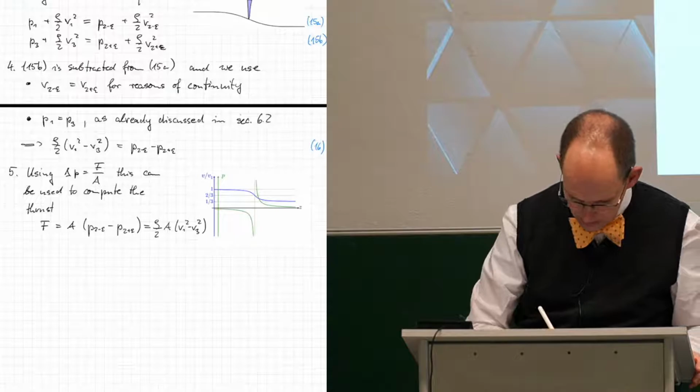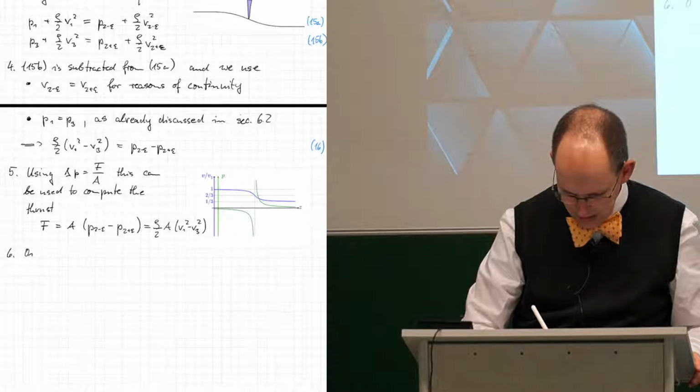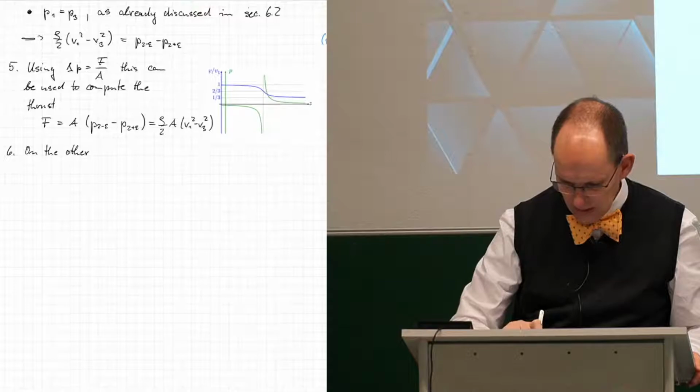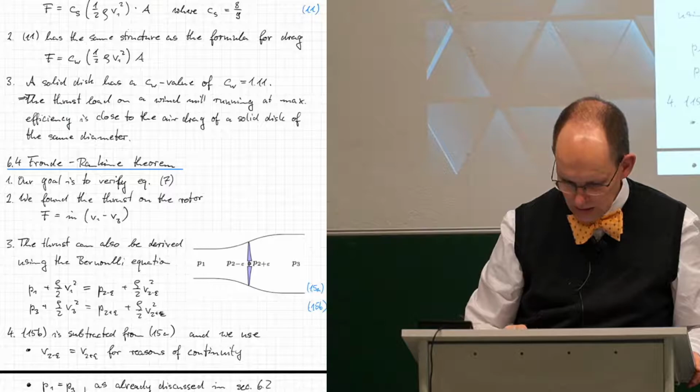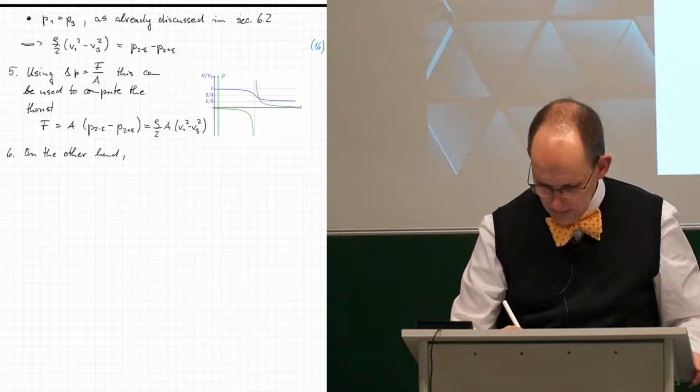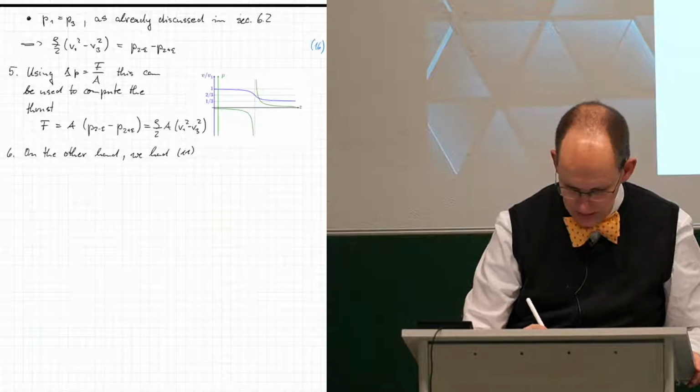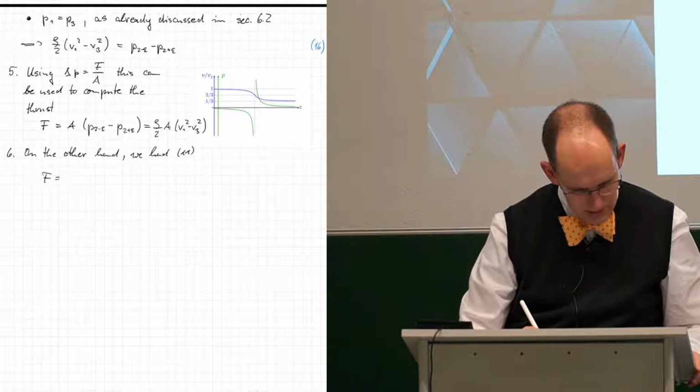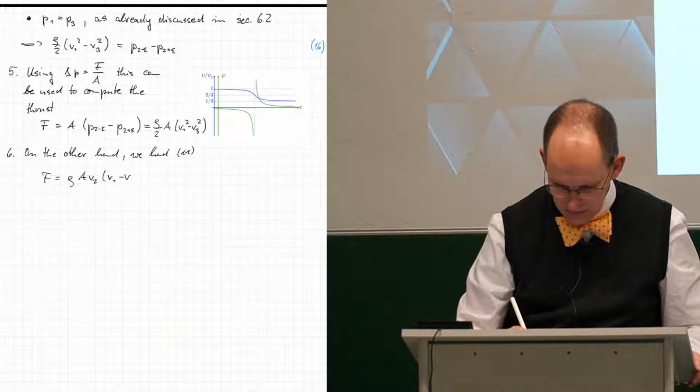Now we compare this to what we had above. On the other hand, we had equation 11, namely F equals rho times A times V2 times V1 minus V3. So that's equation 18.